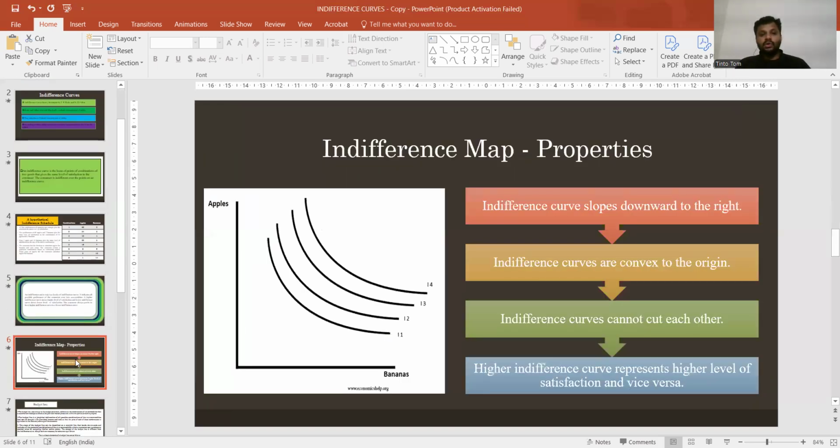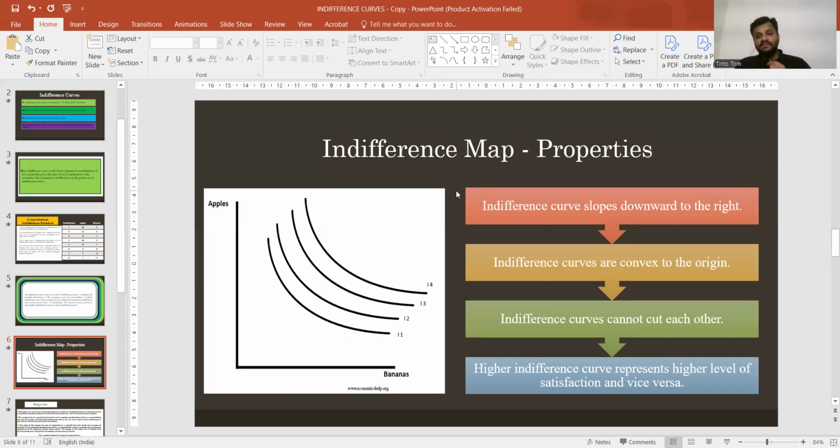So when we look upon the properties of the indifference curve, here you can see the properties and the diagram as well. The diagram is a very good example of an indifference map, because in this particular diagram you can see many indifference curves. So it is a good example for an indifference map.